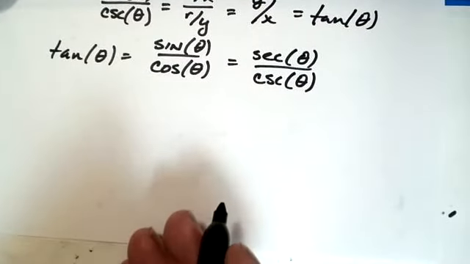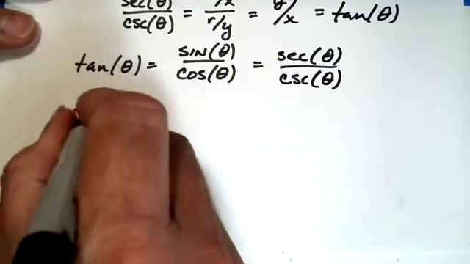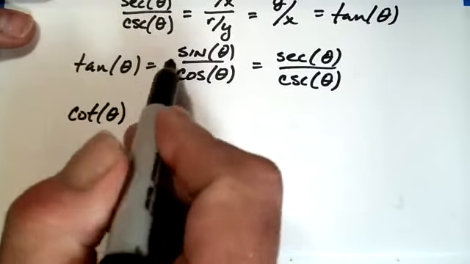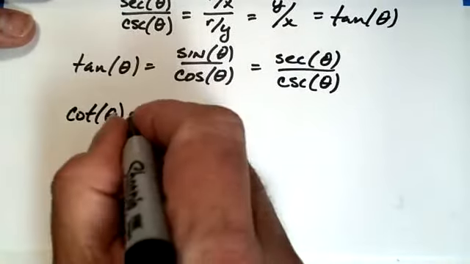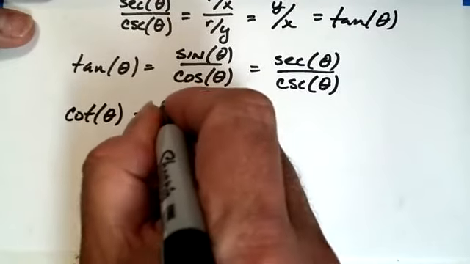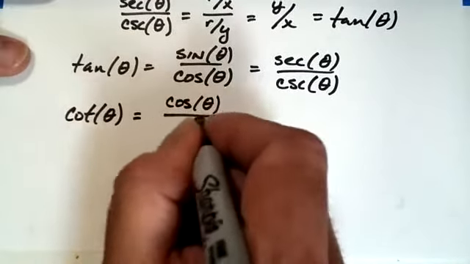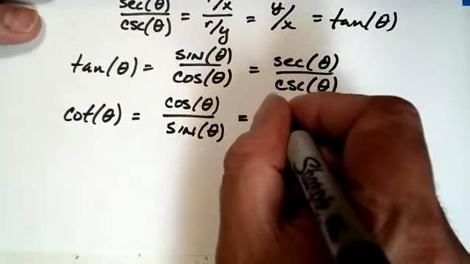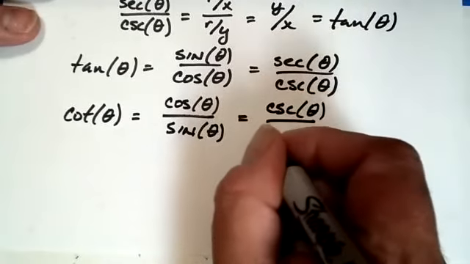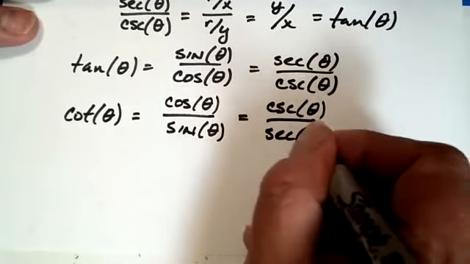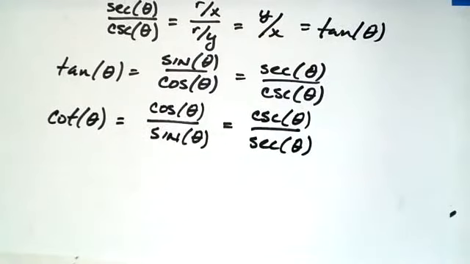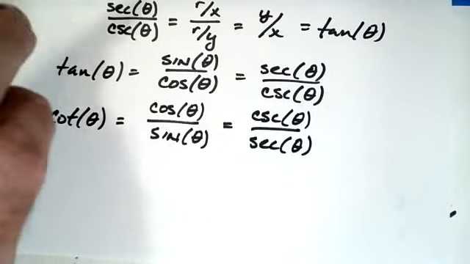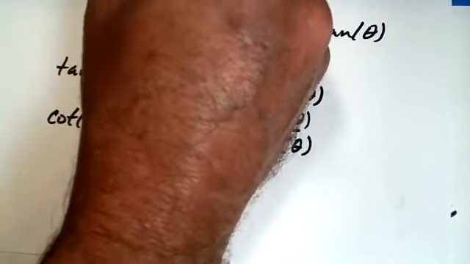Now, there's a similar relationship for cotangent. Since cotangent is the reciprocal of tangent, basically all of these equal signs get flipped upside down. So cotangent is equal to cosine of theta over sine of theta, which happens to also be equal to the ratio of cosecant of theta to secant of theta. And those are another class of fundamental identities called the quotient identities.